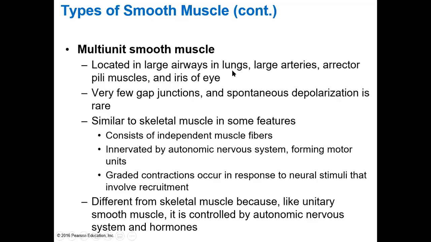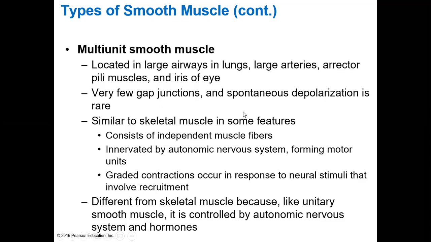Multi-unit is large airways in the lungs, large arteries, so your inferior and superior. Nope, that's the vena cava. Those are veins. The aorta, the cephalic and abdominal aorta as well. The erector pili muscles in your skin that cause goosebumps, and the iris of the eye, which we know can dilate or contract the pupil.